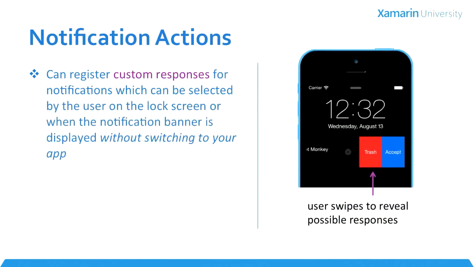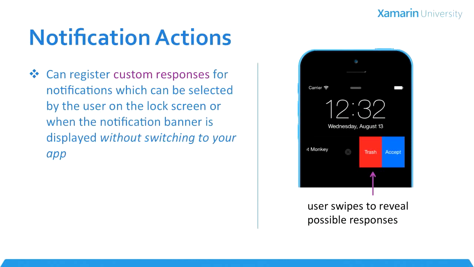Now, another new notification feature is the ability to register custom actions with a notification, which the user can then interact with on the notification screen or when the notification occurs. So actions provide custom buttons that users can use when interacting with your push notification. So your action can launch the app into the foreground or even trigger a background action, such as accepting or declining a calendar invite. Now here you can see a custom set of actions revealed on the lock screen.